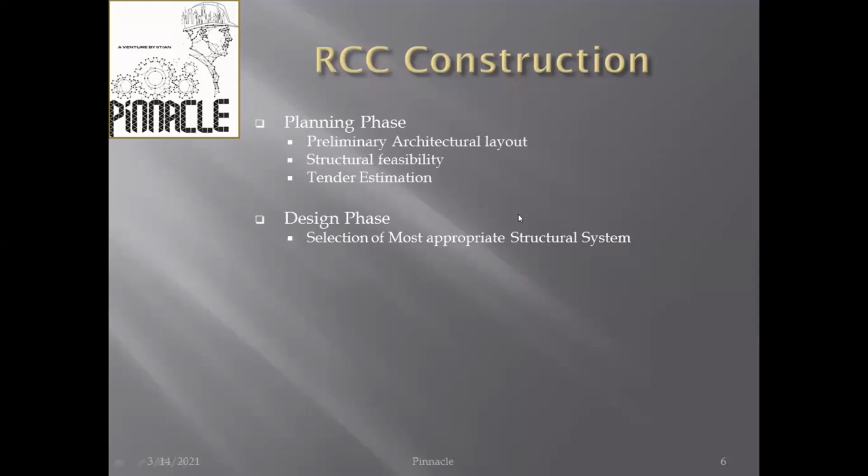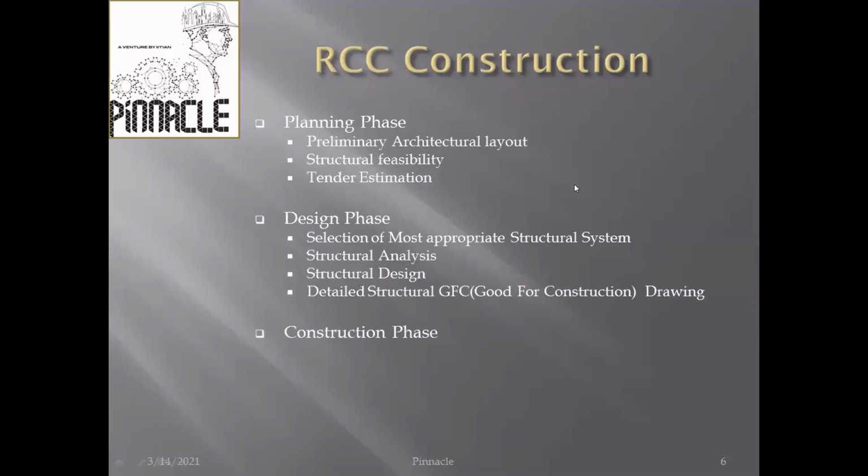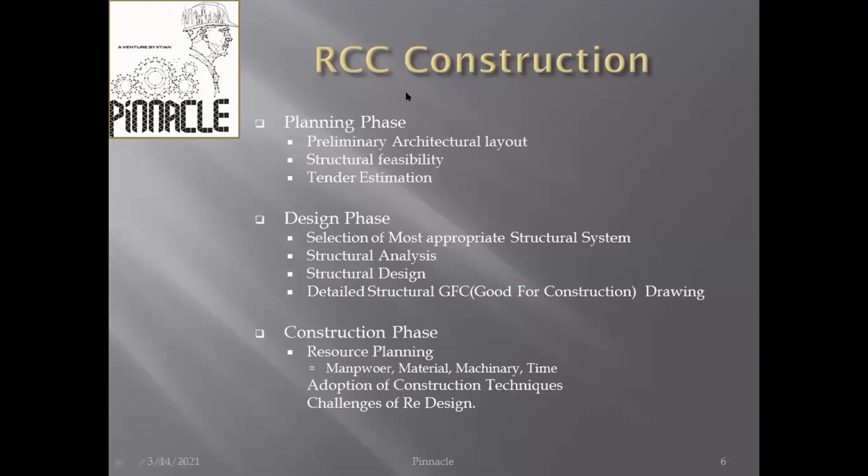RCC construction has different phases: planning, design, and construction phases. Under the planning phase, first the architect will give us the preliminary layout. It is not final. On the basis of structural feasibility, if it is there, then we say that it is okay, we can go ahead. If structural feasibility is not there, then we ask the architect to revise the plan. Then our next step is preparation of tender, like how much cost it will take.